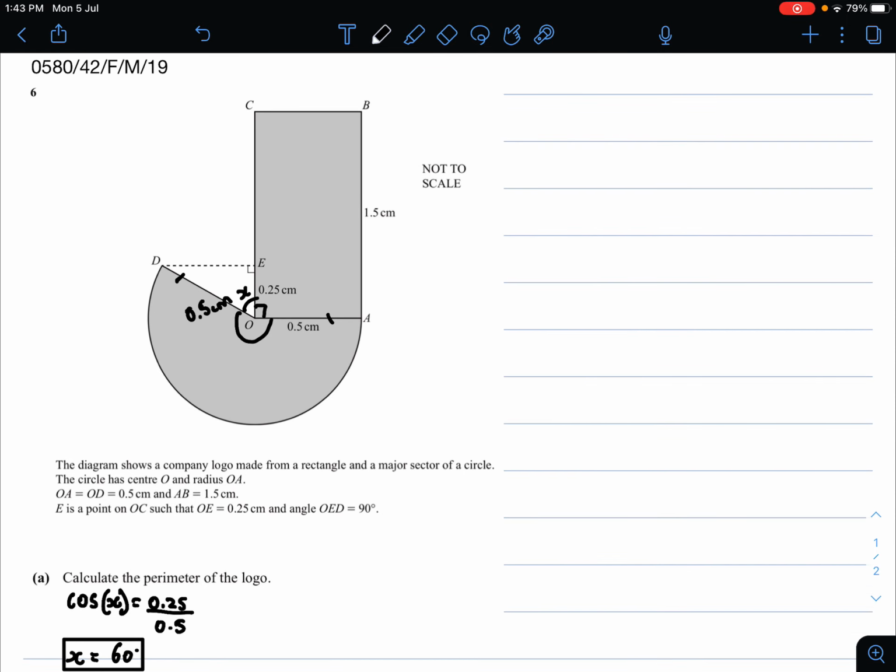Now let's find the angle Y. So Y is equal to 360 minus 60 minus 90. You can either use your calculator or do it mentally. So you would get 210 degrees. Now since we know the angle, we can find the perimeter of the sector. So 210 divided by 360 multiplied by 2 pi r, which is 0.5.